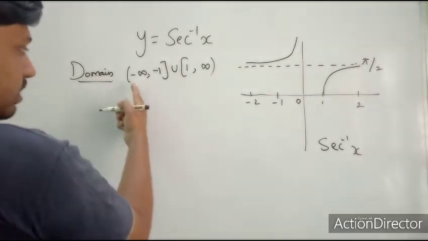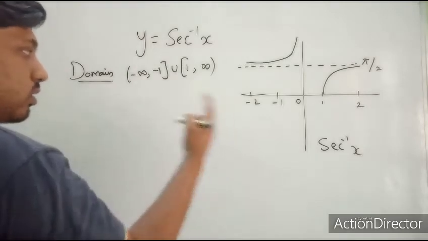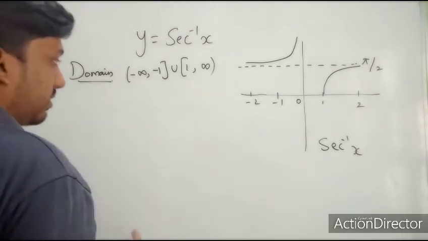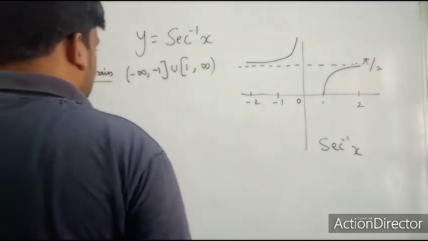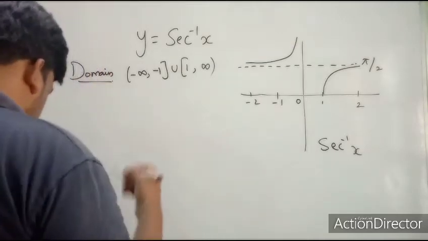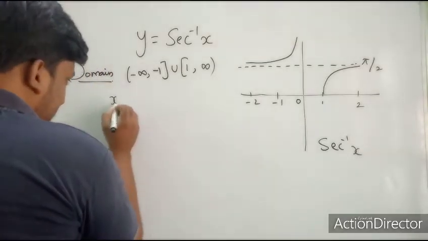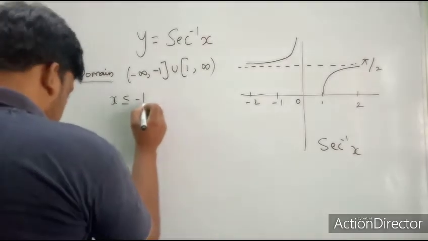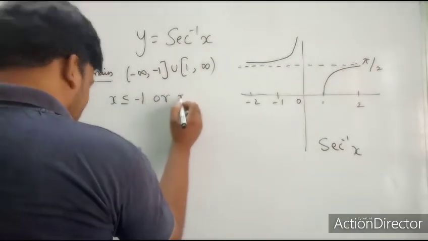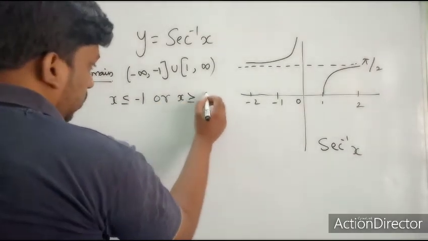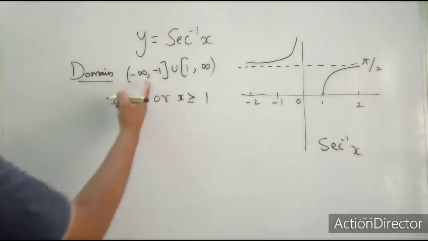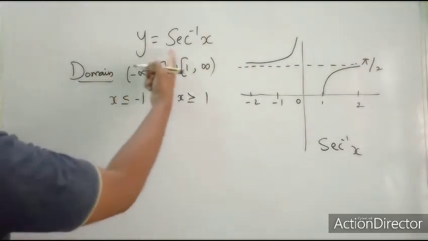Okay, so infinity you cannot fix it, it goes on, right? So we are placing here open brackets. This is the closed brackets. This is the domain, or you can also write the domain as x is less than or equal to minus 1, or x is greater than or equal to plus 1. The same thing indicates the domain of secant inverse x.